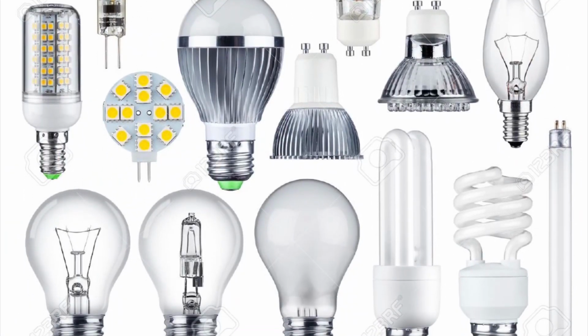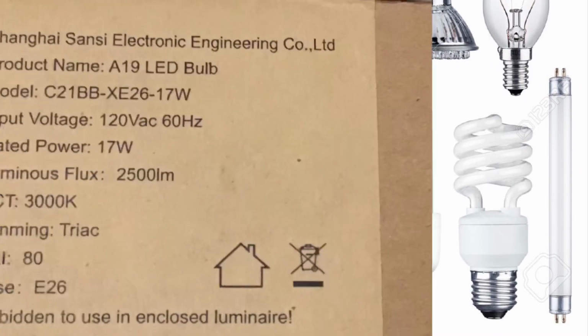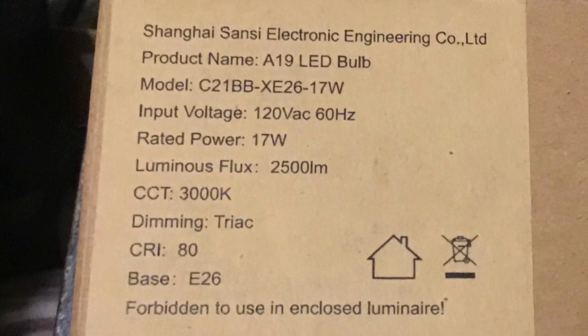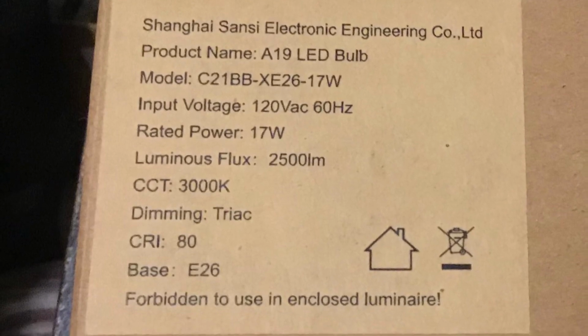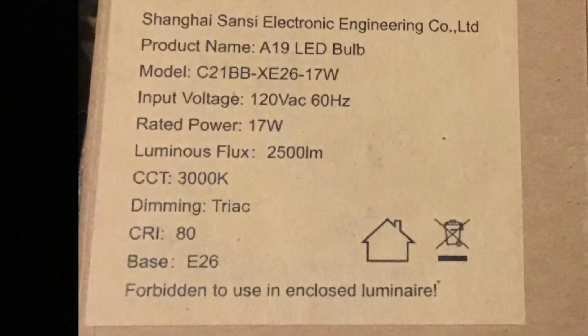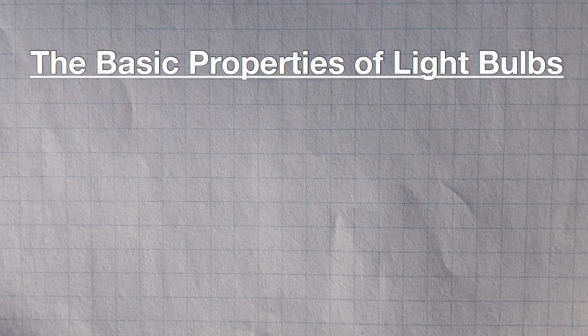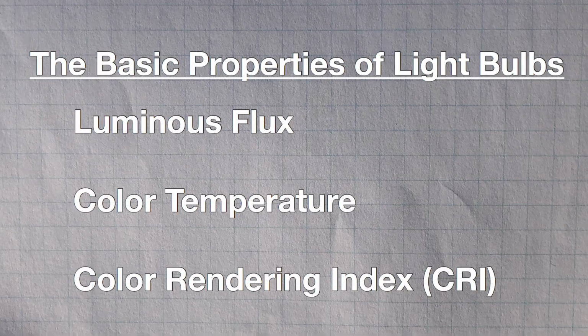Let's find out. There are lots of different light bulbs out there with lots of different applications. Even a single light bulb can have many variables differing in power, brightness, and more technical options like color temperature and color rendering index, all of which can leave you feeling a bit dim and somewhat in the dark when choosing light bulbs. In my last review, I covered the basic properties of light bulbs. They are luminous flux, color temperature, and color rendering index, or CRI.